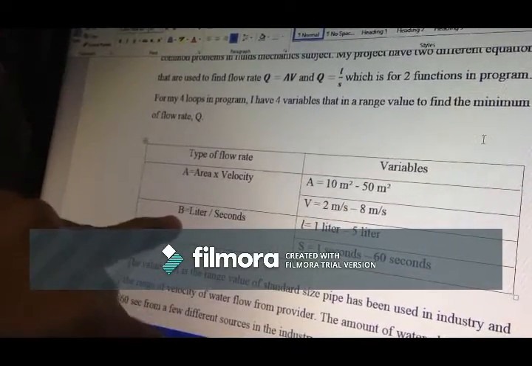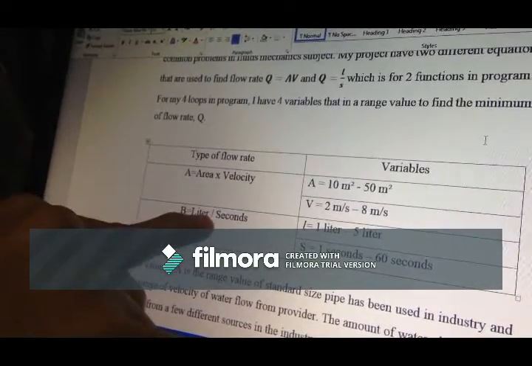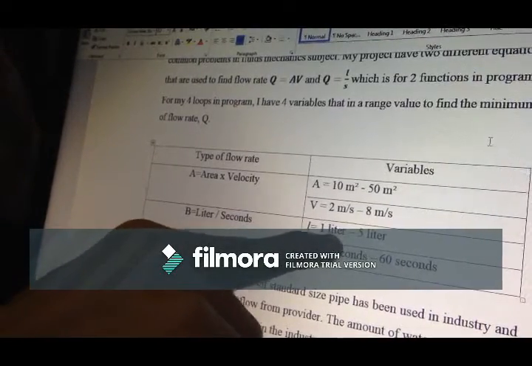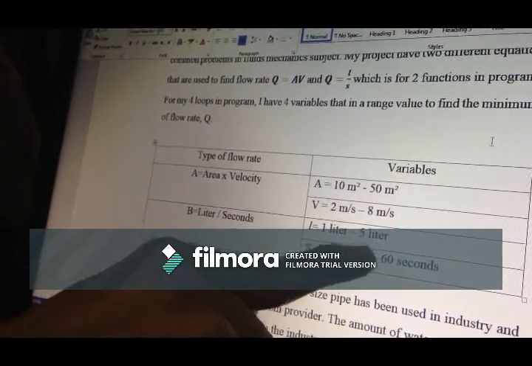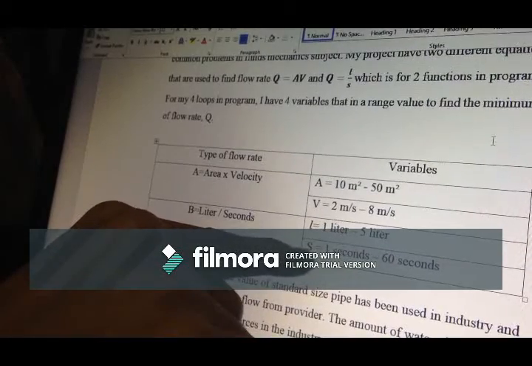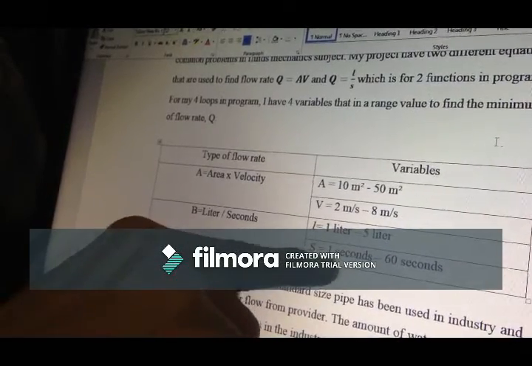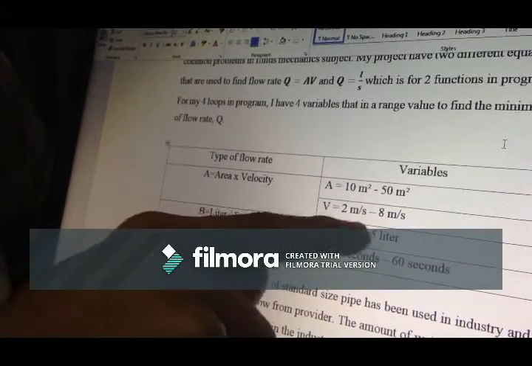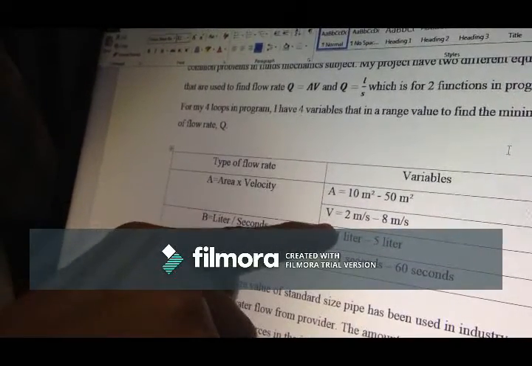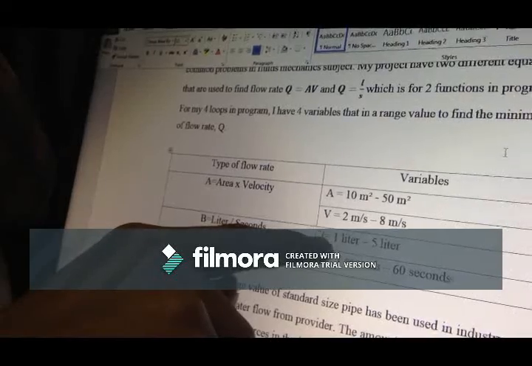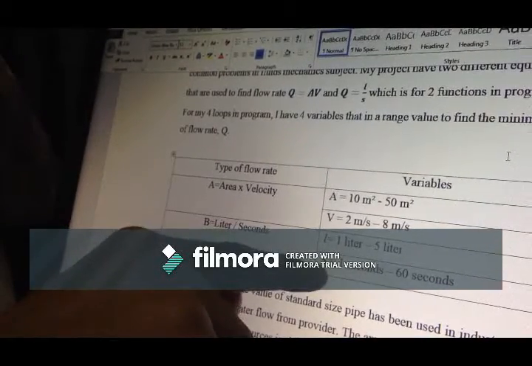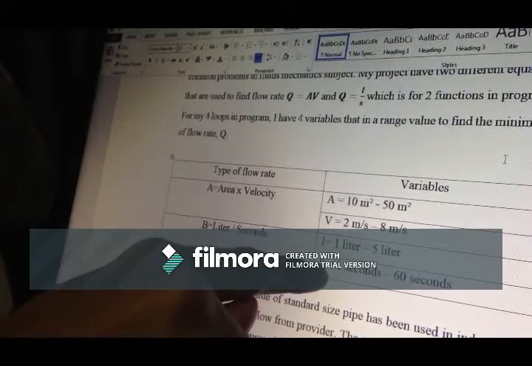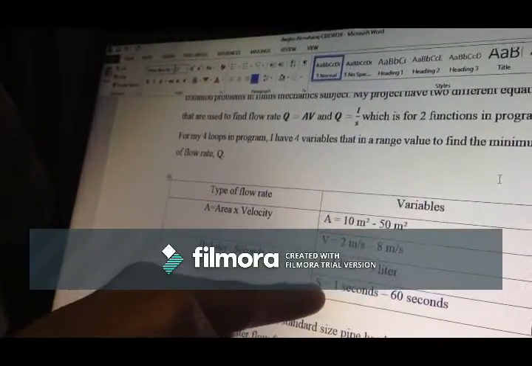Okay, for the type B, liter per second. For the liter is 1 liter to 5 liter. And for the S, 1 second to 60 second. Okay, for the liter is the amount of water obtained. For the second is S, which is a different source in the industry.